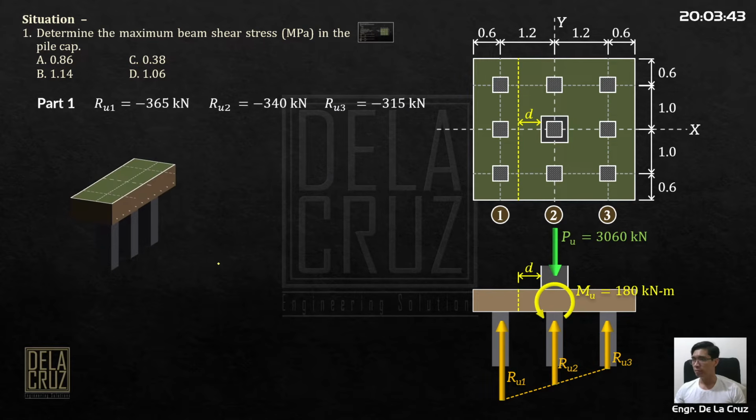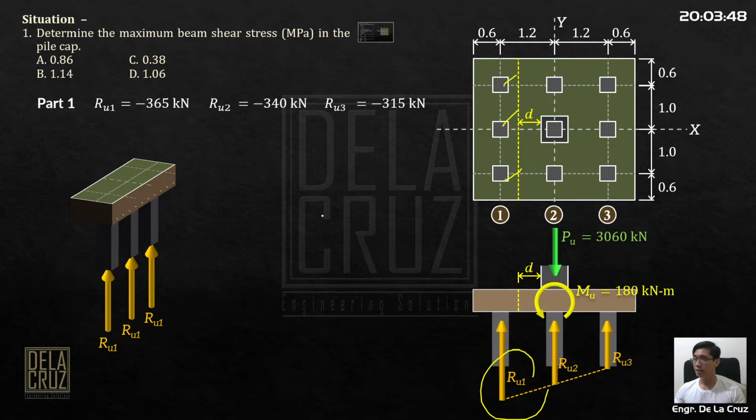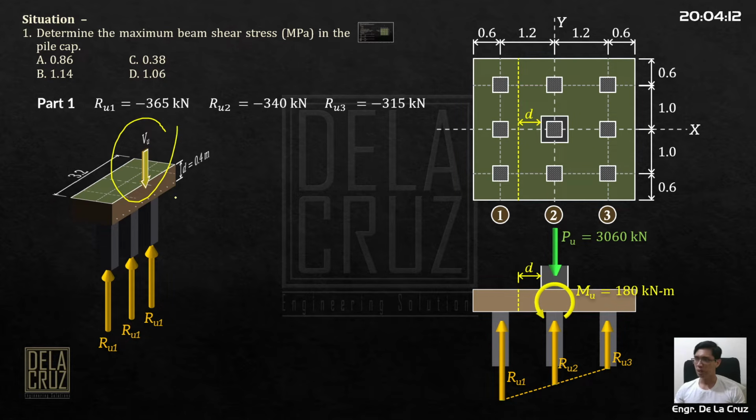We have here the reactions, RU1, tatlong RU1. Effective depth of the footing that's given, 0.4 meters or 400 millimeter. Yung total distance nito, ito, total distance, ito yan. I-add natin, 2.6 and 2.1. That is 3.2 meters. Ito yung shear force. That shear force can be solved by equilibrium. The shear force is tatlong RU1.